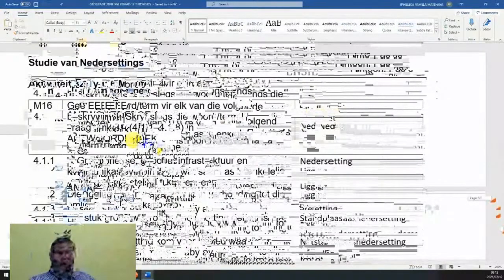In English, that would be situation. So you need to know the difference between situation and site. Site is the actual piece of land on which the settlement is built. That's the site of the settlement. So you could, for example, take your school.